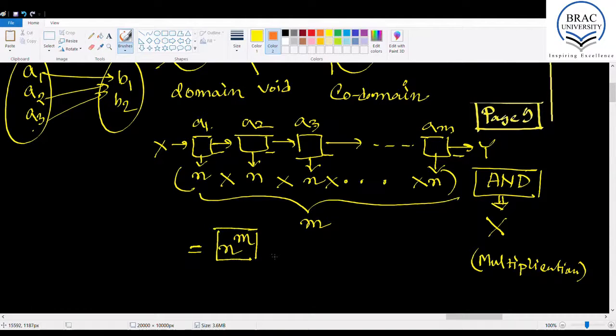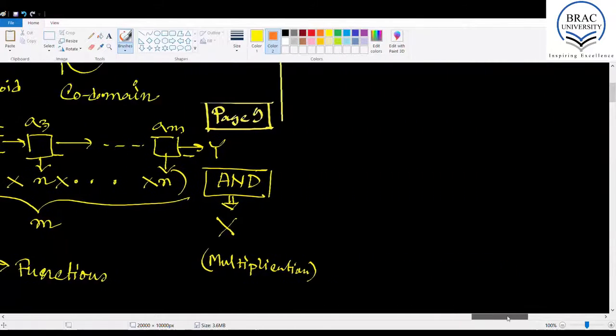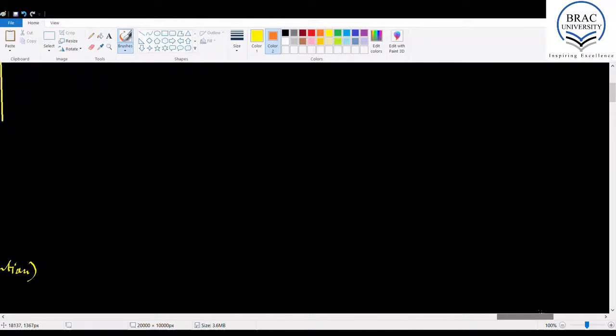So the answer for this question will be n to the power m. It means there can be a total of n to the power m different functions that can be mapped from a set of m elements to a set of n elements, right? Okay, so let's move to the next problem.